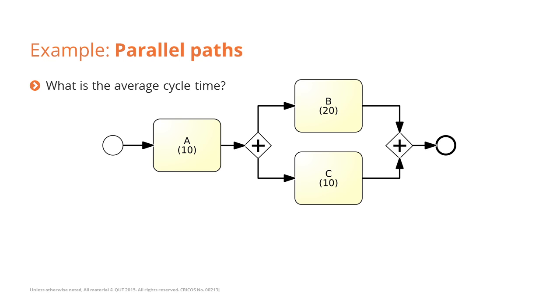Because B takes longer, even if C completes, it doesn't matter, that block keeps going. The AND join will not fire until we have completed both tasks. Therefore, the amount of time this block takes is 20, the maximum of the two tasks. And the cycle time of the process is then 10 for A plus 20 for the parallel block.